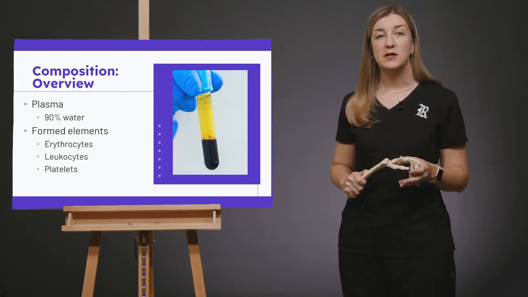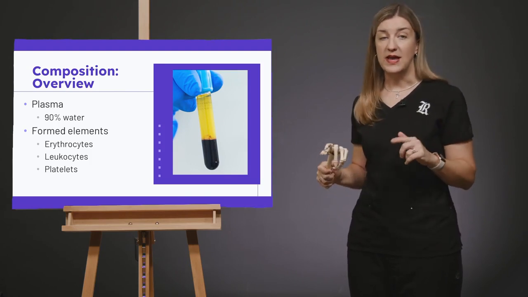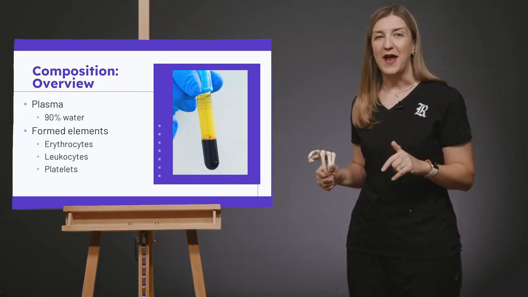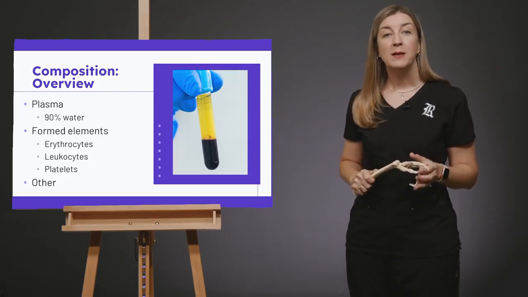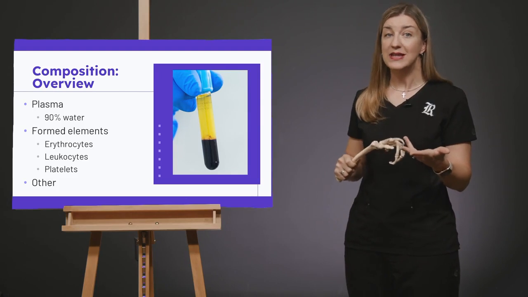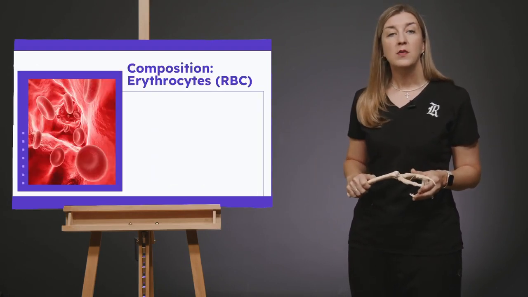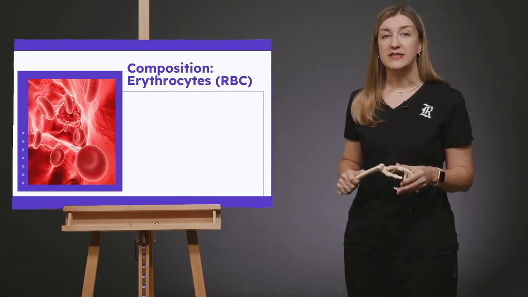The formed elements include blood cells known as erythrocytes or red blood cells, leukocytes or white blood cells, and cell fragments known as platelets. Blood also contains plasma proteins and other dissolved substances like glucose, lipids, and electrolytes, as well as some dissolved gases. We will now explore the formed elements in more detail.